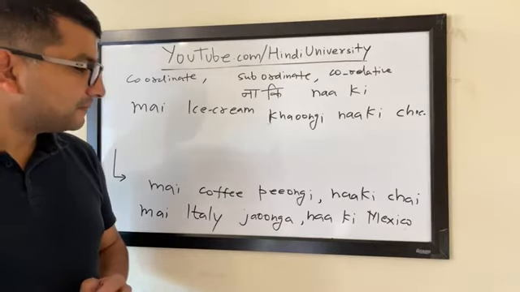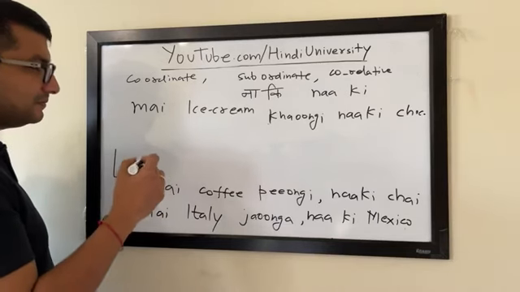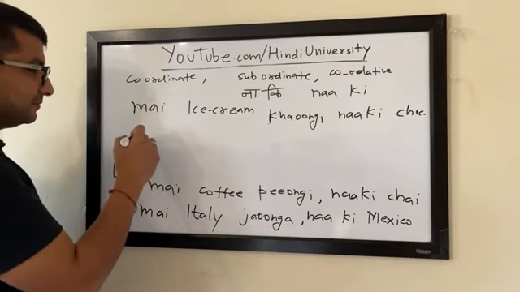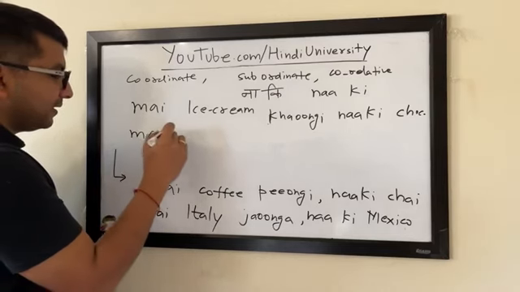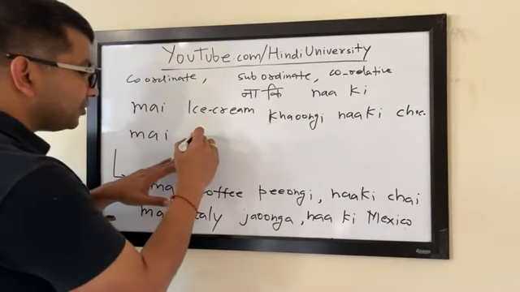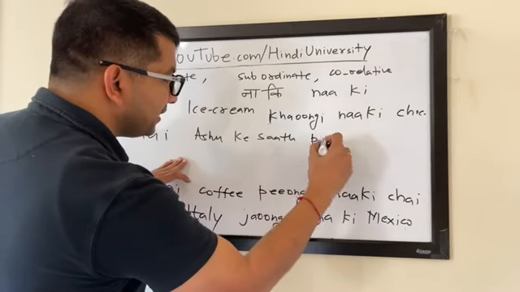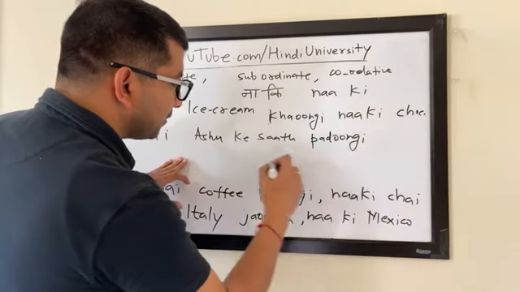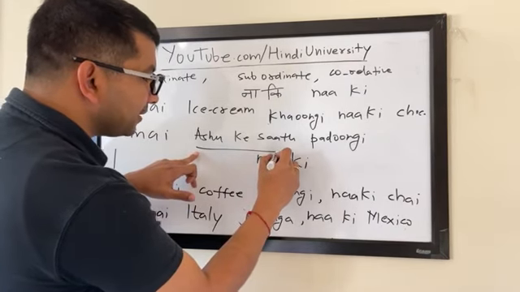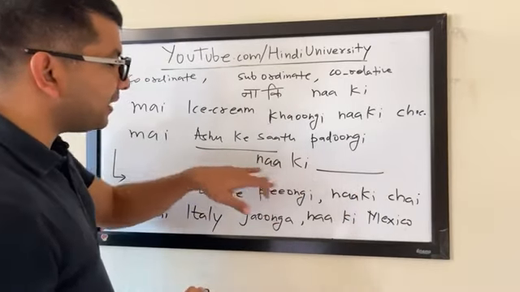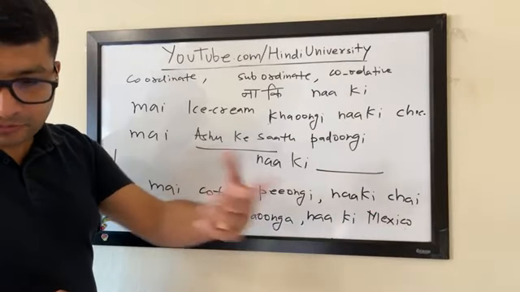Yeah, go for it. Main Ashu ji ke saath Hindi padungi, na ki sleeping. Okay, awesome. So you want to really say, main... so two ways to say that, right? Either you can say, main Ashu ke saath Hindi padungi, na ki, let's say, Omar ke saath. Okay, that's one way to do that. That is when you want to emphasize the person.